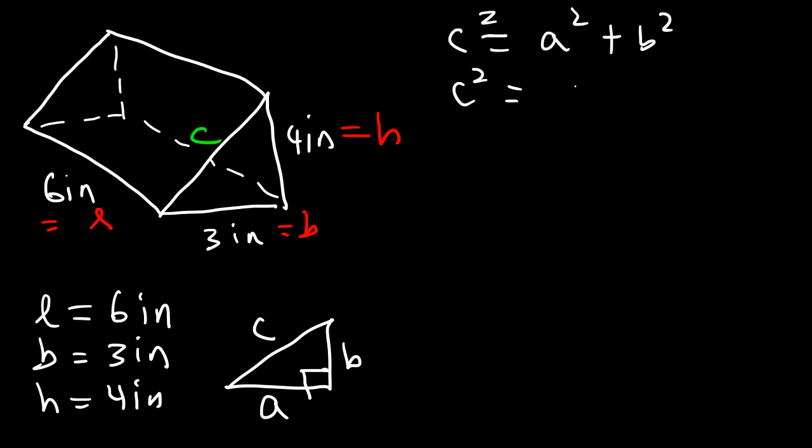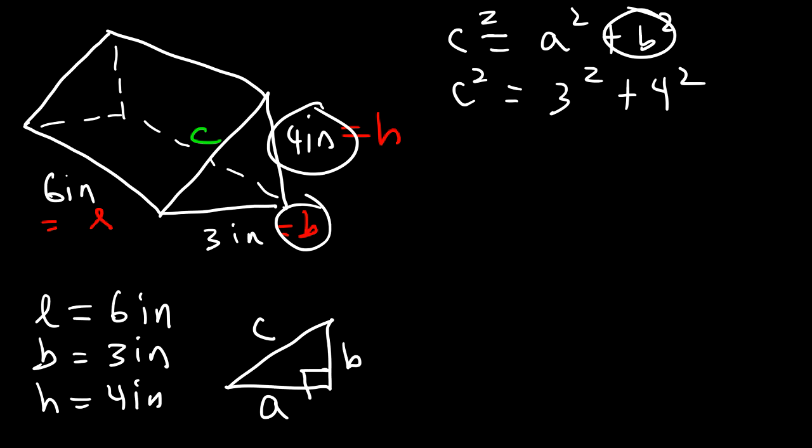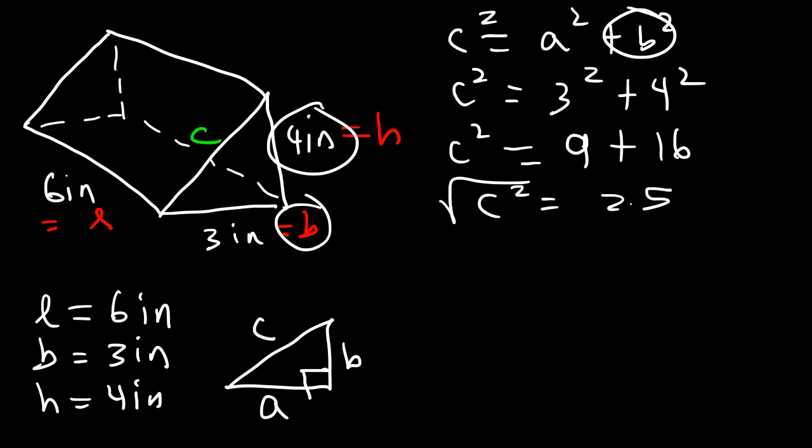A, in our example, is 3. B is 4. Don't confuse this B with this B. You can make it the same, and you can make this A, but just understand that this B that I've highlighted there, you can use it to represent 4 or 3. It doesn't matter. Three squared is 9. 4 squared is 16. 9 plus 16 is 25. And if you take the square root of both sides, this will give you 5. So that's the length of the hypotenuse.